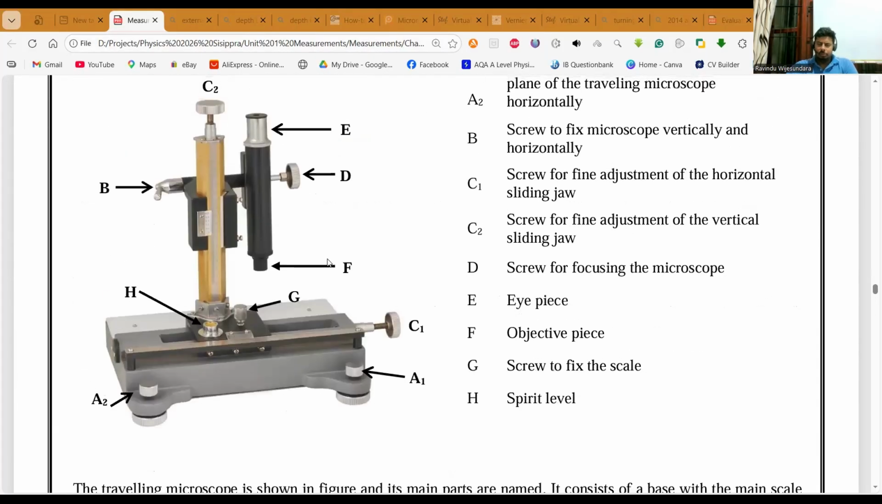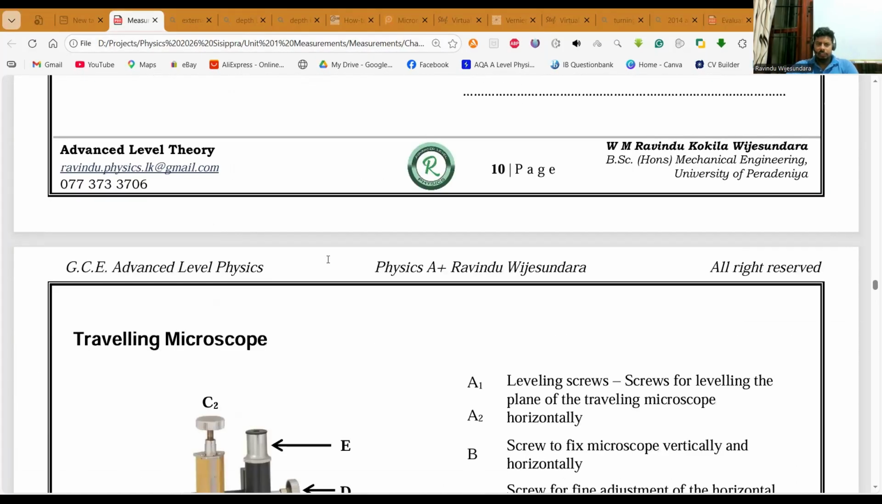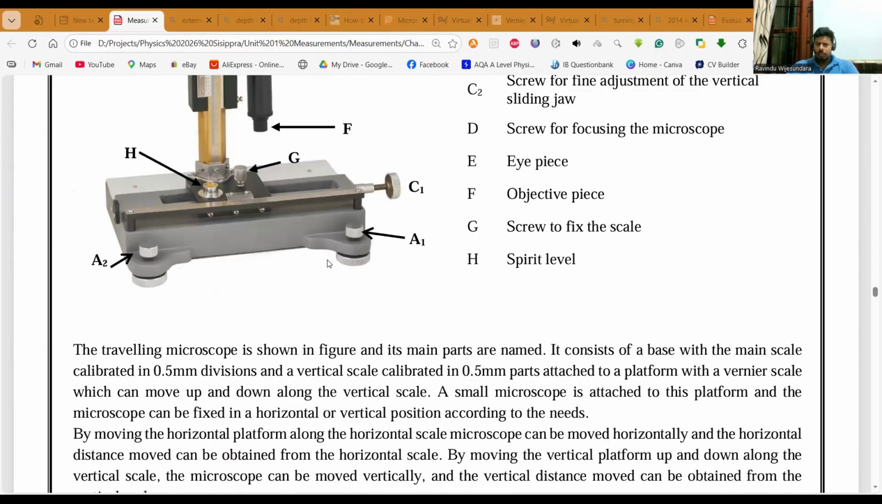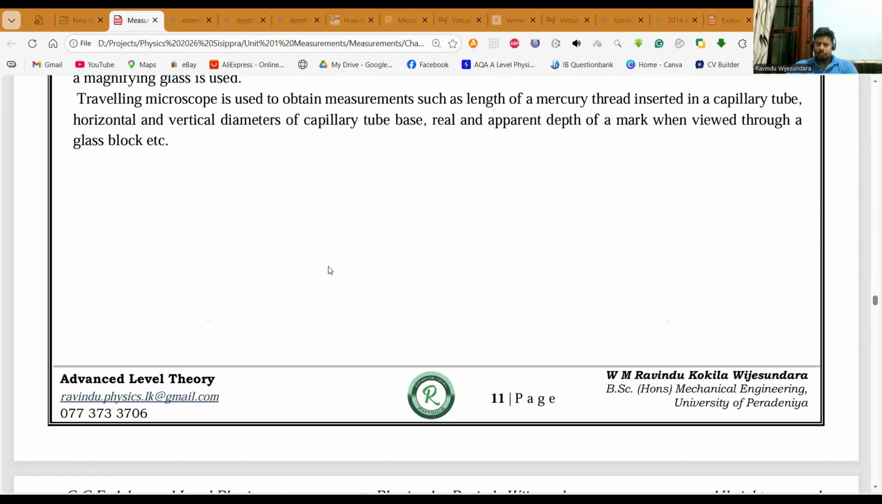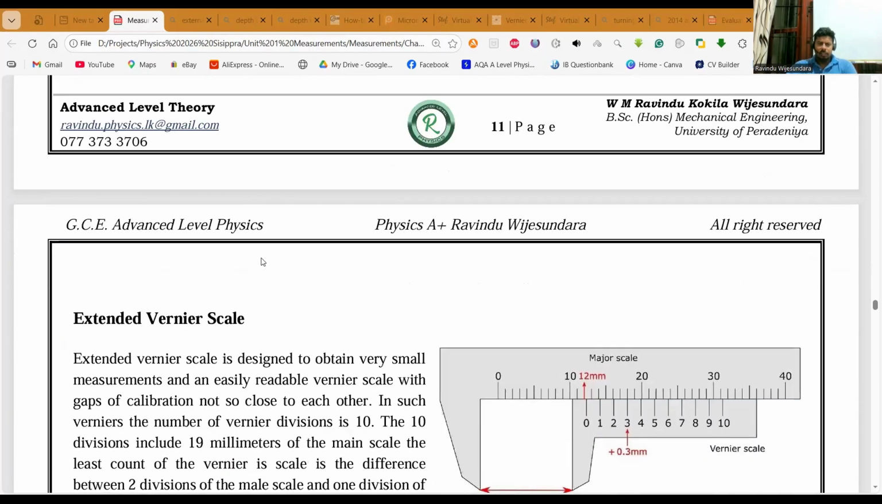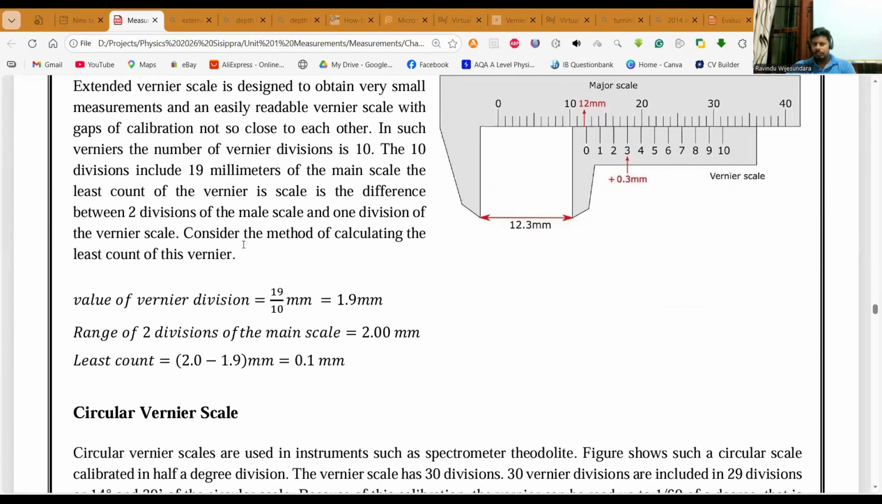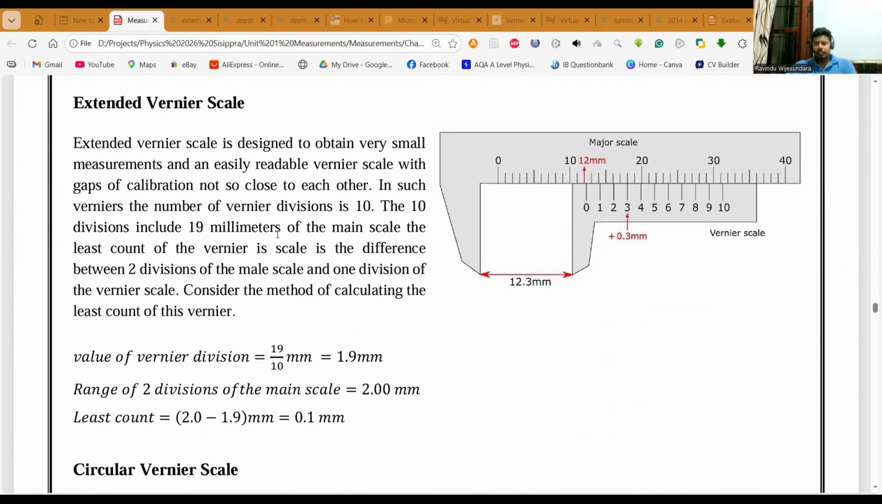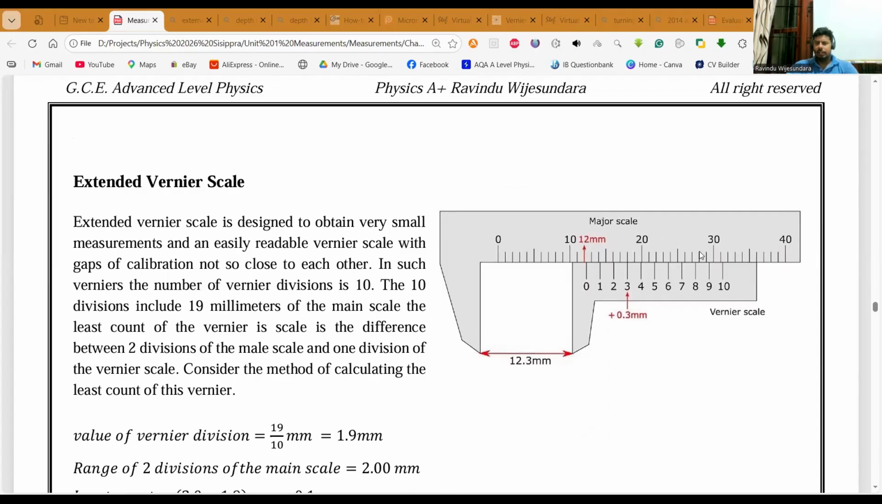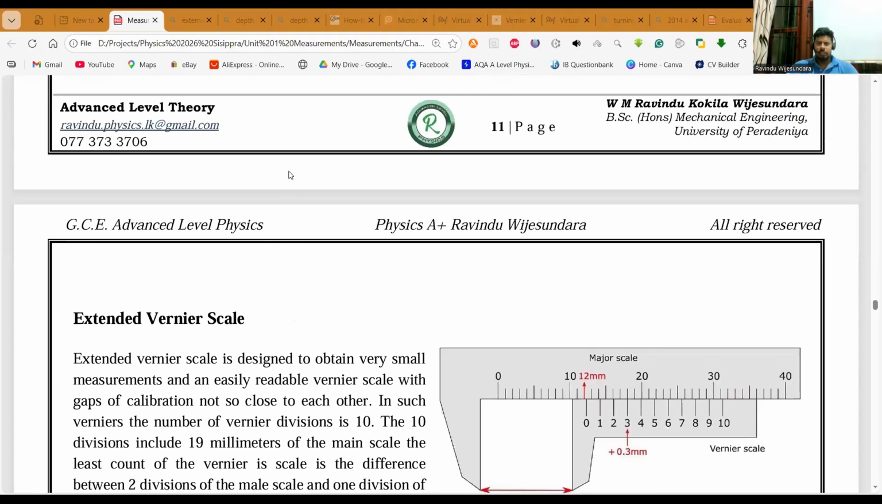Actually, it should have been discussed before the traveling microscope, but somehow when I was attaching the papers, I think I missed it. That is the extended vernier scales. An extended vernier scale is a vernier scale with a higher number of main scale divisions, right? It is designed to obtain very small measurements and to be easily readable, with calibration gaps not so close to each other.